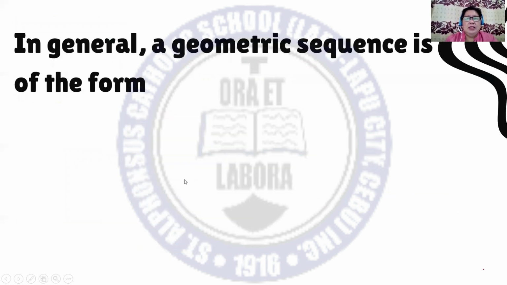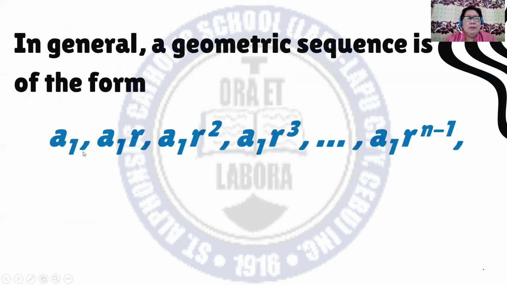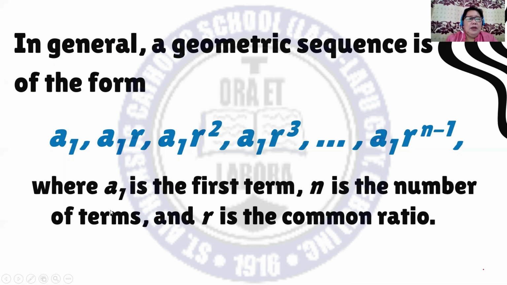In general, a geometric sequence is of the form a sub 1, a sub 1 times r, a sub 1 times r squared, a sub 1 times r cubed, and so on until you reach a sub 1 times r raised to n minus 1, where a sub 1 is the first term, n is the number of terms, and r is the common ratio.